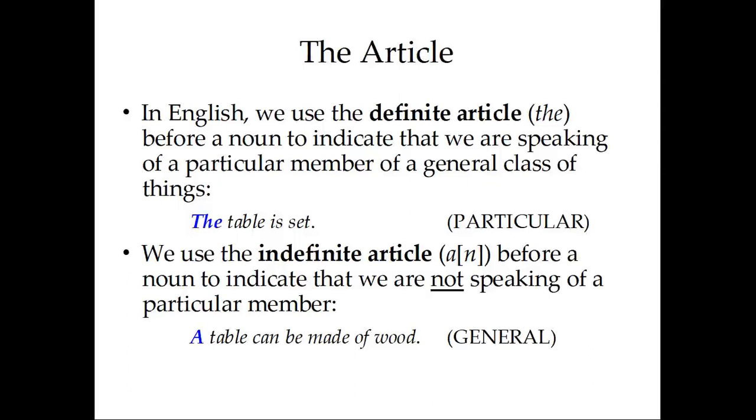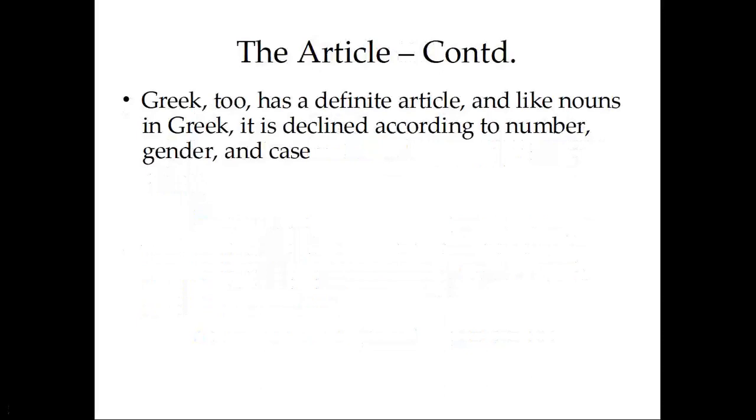This is a generic sort of statement. Greek too has a definite article, a "the", and like nouns in Greek, it is declined according to number, gender, and case. You're probably getting the impression that there's a whole lot of inflection that goes on in Greek, and there is. The definite article too, it's not as simple as just "the." It's a different form for every number, gender, and case, and every combination thereof.